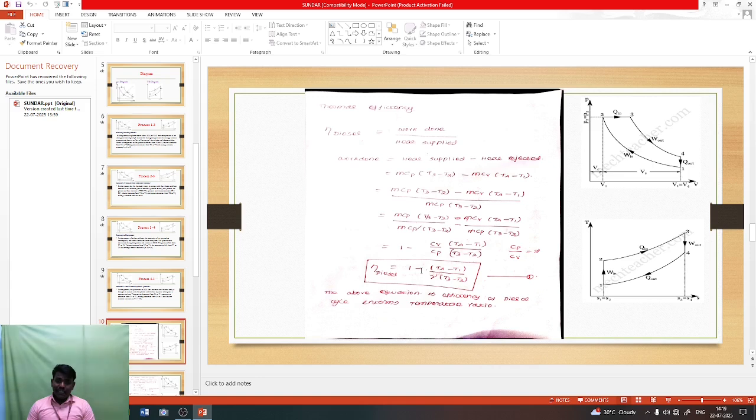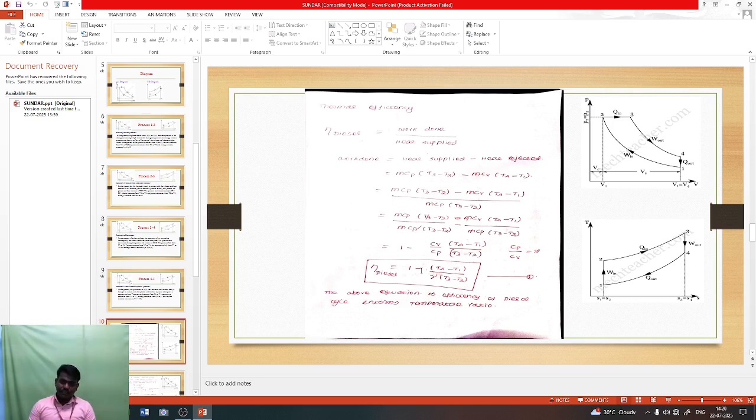So what will happen here? You can see M, mass, Cp, specific heat capacity at constant pressure, T3 minus T2. Why did I keep T3 minus T2? Why not T2 minus T3? Because which one is the higher temperature? Here we can see T3 is the higher temperature. That's why we kept T3 minus T2.